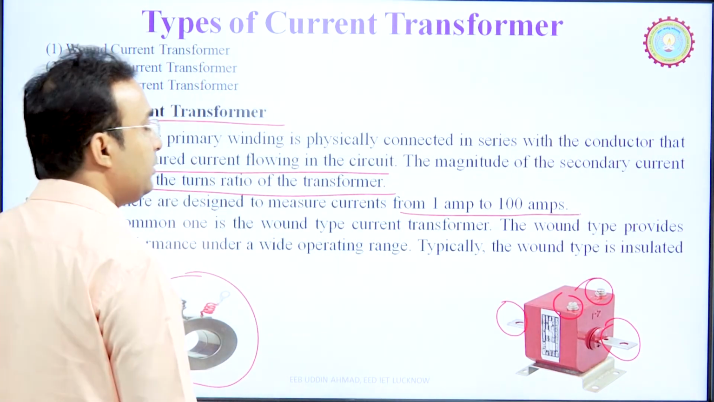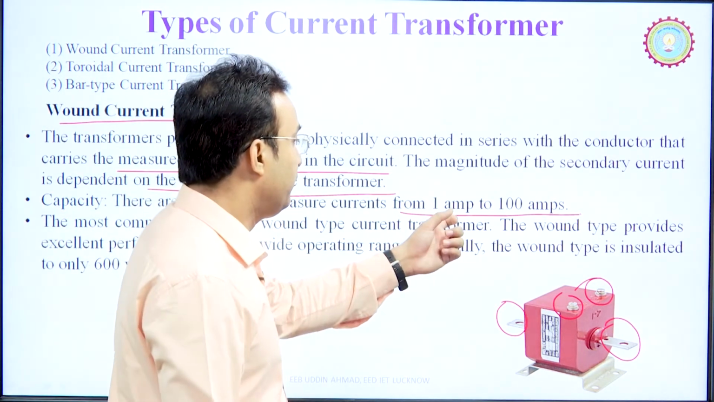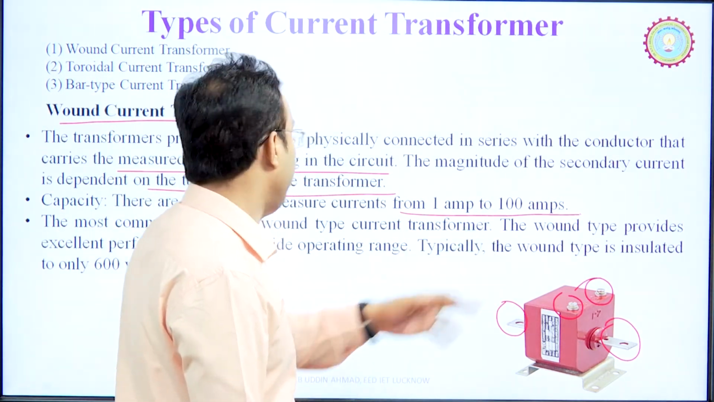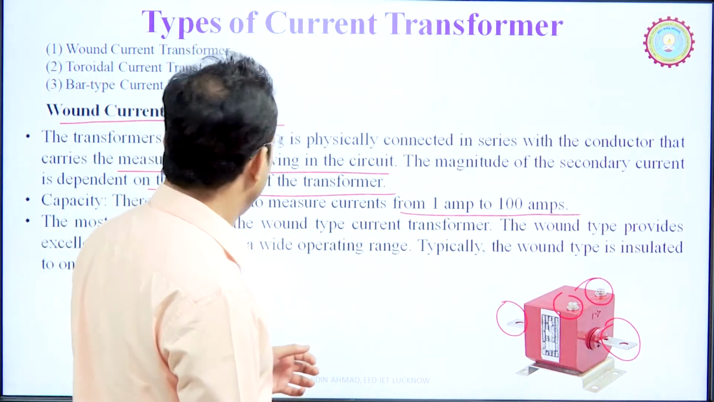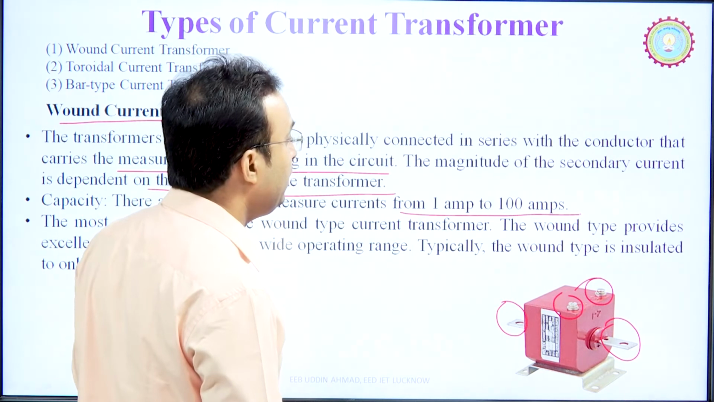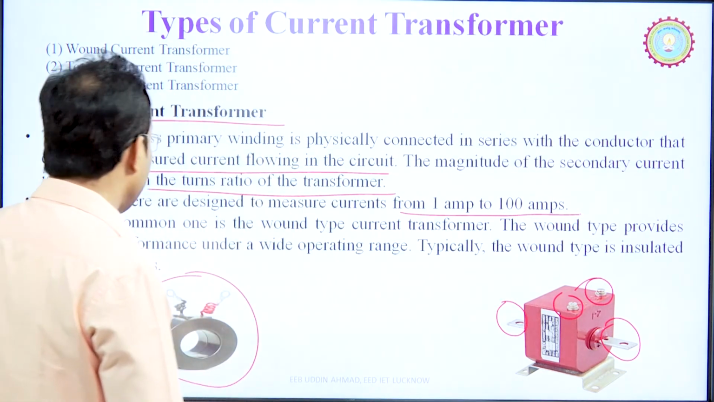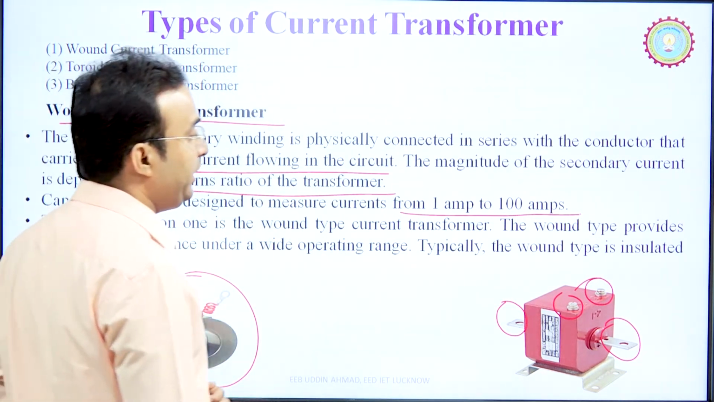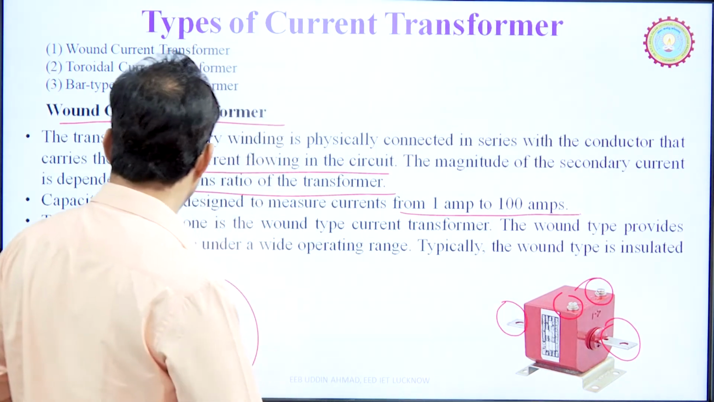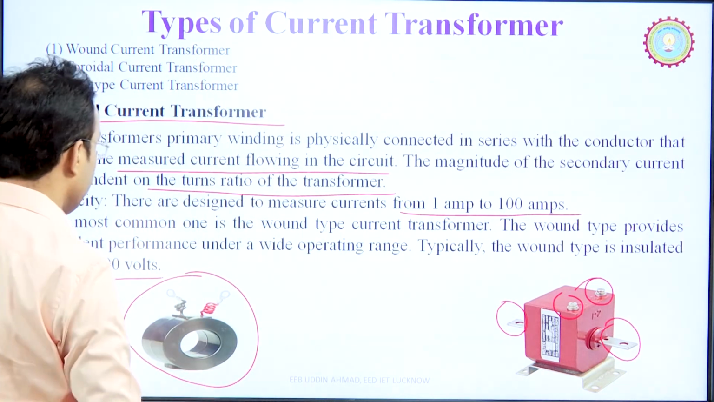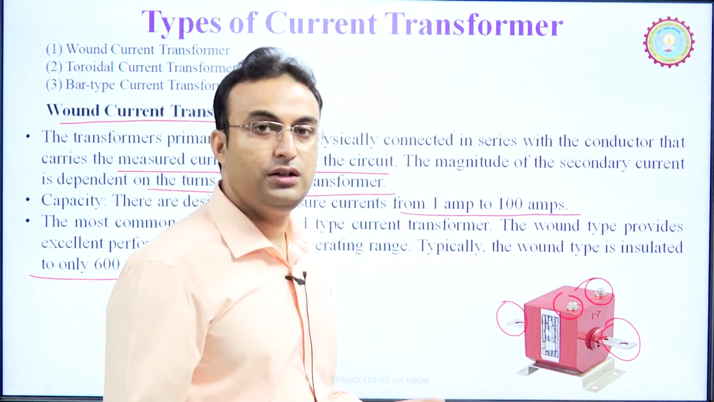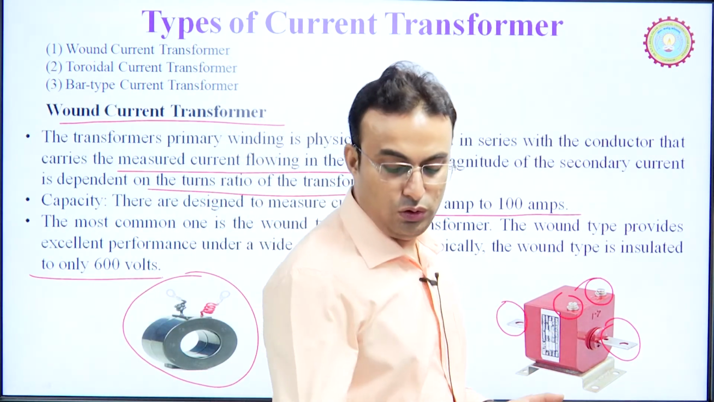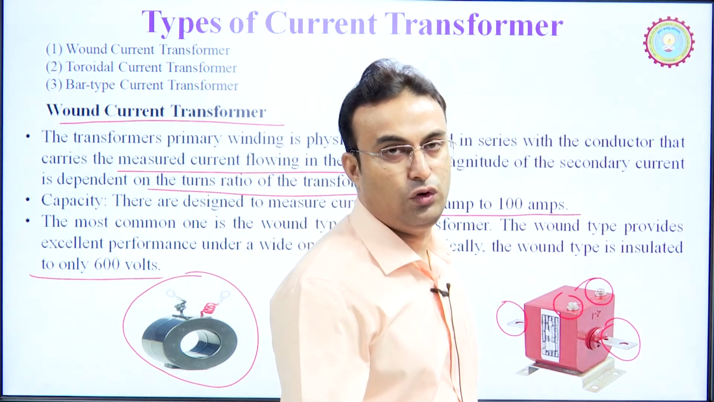So, this is capable of measuring current from a very low value of 1 ampere to 100 amperes. The most common one is the wound type transformer. The wound type provides excellent performance under a wide operating range. Typically, the wound type is insulated only for 600 volts, so you can say the voltage limitation is there, and it is very low, up to 600 volts.